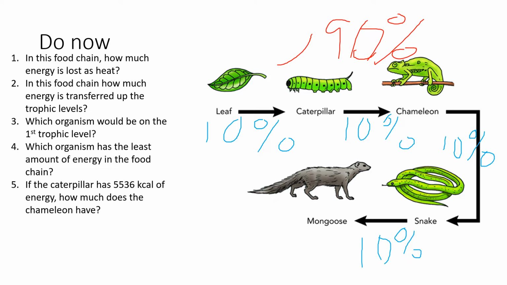Which organism would be on the first trophic level? We know that the first trophic level is our producers. So the leaf would be on our first trophic level.